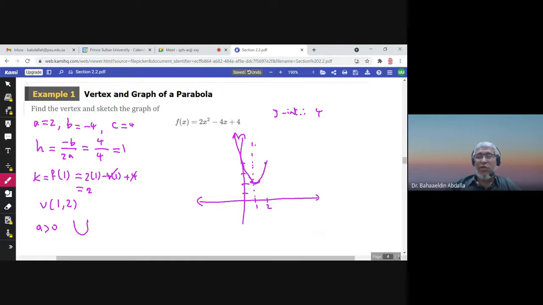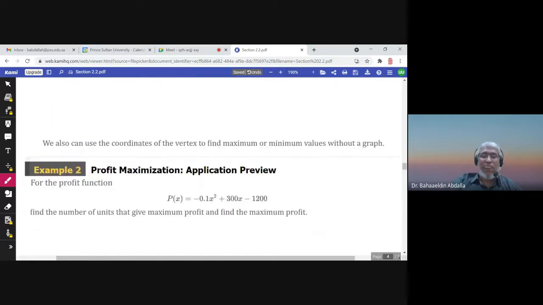So if we go another unit to the right, the parabola will also pass through the point (2, 4). So we know (0, 4), and this distance is 1. So we go 1 unit, so (2, 4) would be the other point. And x = 1 is the equation of the axis of symmetry. So this is the graph of this parabola.